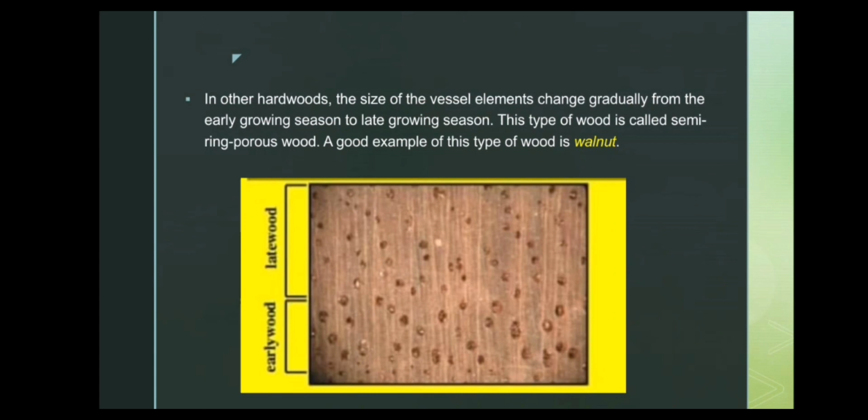In other hardwoods, the size of the vessel elements changes gradually from the early growing season to the late growing season. This type of wood is called semi-ring porous wood. A good example of this type of wood is walnut. In semi-ring porous wood, the vessel elements change gradually. This is also called slowly growing wood because it grows slowly from early growing season to late growing season. Large vessel early wood is at the bottom of the picture and smaller vessel late wood is at the top.